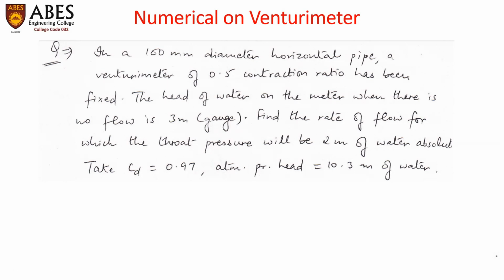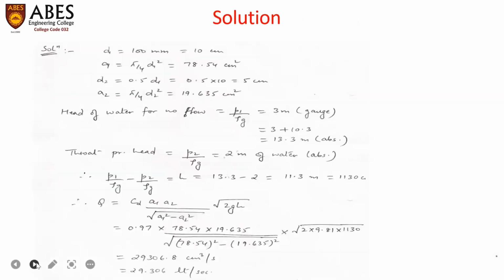Now, what is the question? Find the rate of flow for which the throat pressure will be 2 meter of water absolute. So the throat pressure is also given, that is 2 meter of water absolute. It is given in absolute terms, so we don't need to add the atmospheric pressure head. That's why total pressure at the throat as well as at the inlet side is given. Now we have to calculate the flow rate, that is capital Q, and CD is given as 0.97. So simply, we have to apply the formula for Venturimeter flow rate.